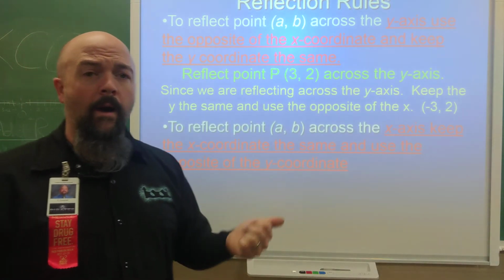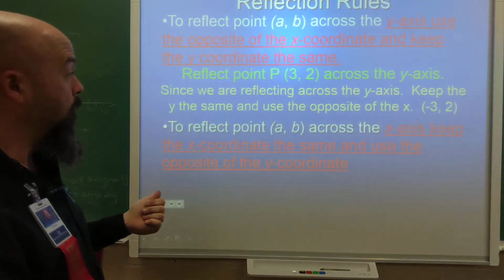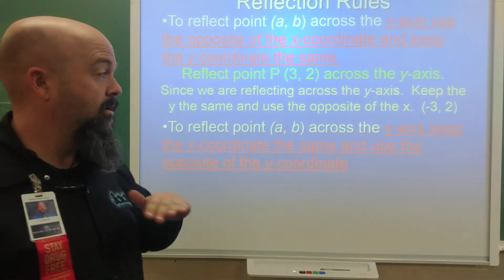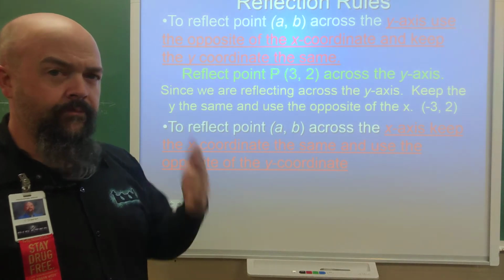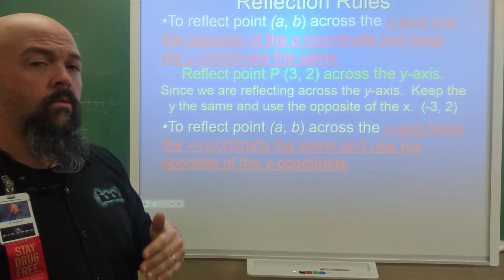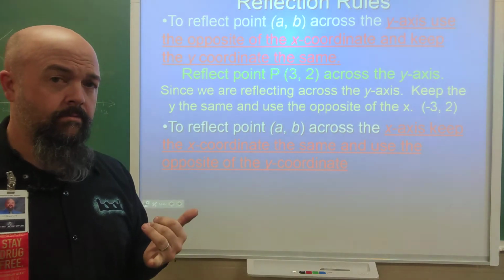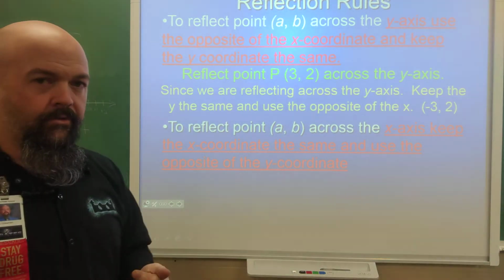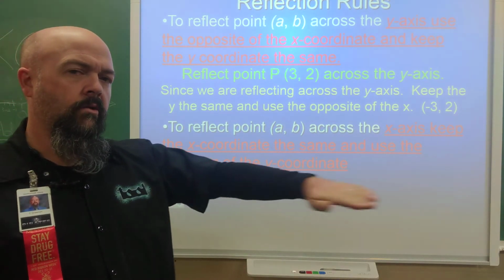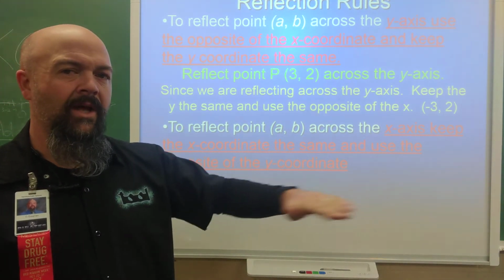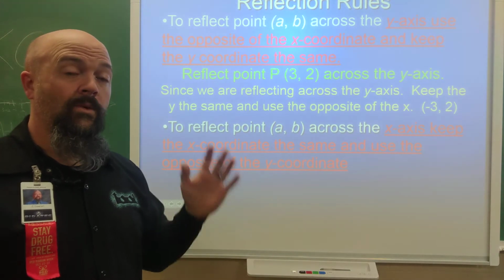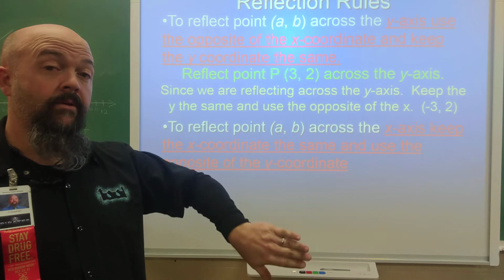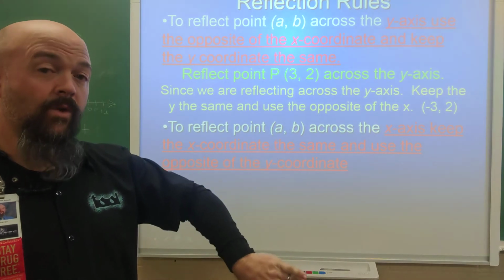Okay, now if we're going to reflect across the other way, the x-axis, the horizontal line, well then, if you think about it for a second, we flip what gets changed, meaning we take the opposite of the y-coordinate this time. So if we're reflecting across that horizontal x-axis, we leave the x the same, but we take the y-coordinate and we flip that, right? We take the opposite of the y.